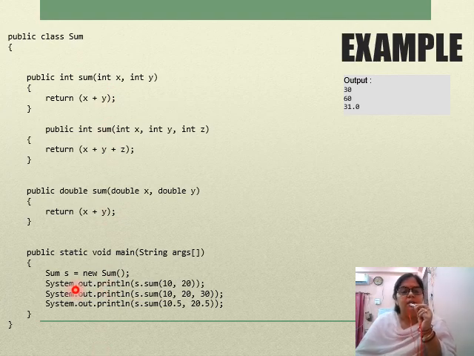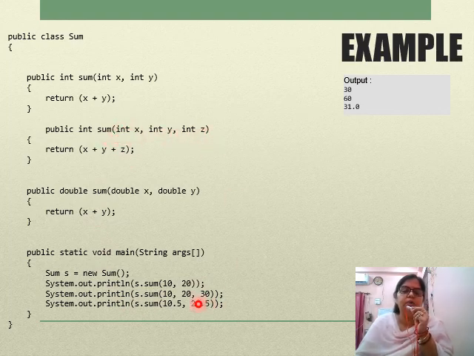Now System.out.println s.sum(10, 20), it means the function is invoked here, s.sum. The first function is invoked here, x has got 10, x is your formal parameter, and y has got 20, this is your actual parameter. Like this, for the second sum we have three integer values, 10, 20, 30. This is your actual parameter and here it is your formal parameter. Here your function is invoked, we are calling the function here.